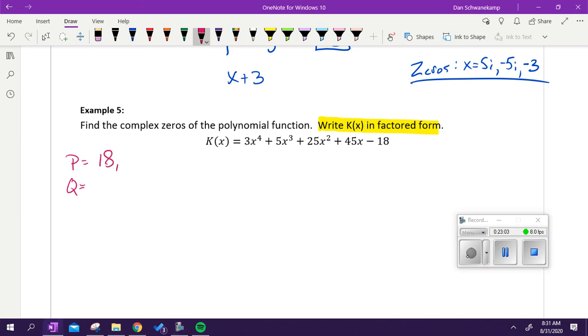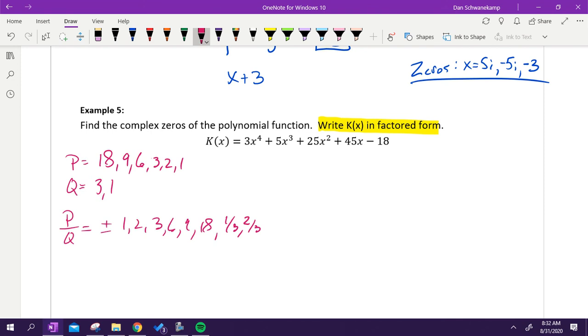All right, so my P is 18. I'm doing all the values that multiply together to get me P. So 18, 9, 6, 3, 2, 1. My Q is 3 and 1. So my P over Q list: plus or minus 1, 2, 3, 6, 9, 18, and 1/3, 2/3. 6/3 I don't need, 9/3 don't need it, 3/3 don't need it, 18/3 don't need it. Okay, so there's my list. Again, using your graphing calculator, I graphed this on my calculator and saw my 2 zeros. It's not just as easy as doing that because we're going to have some complex zeros here as well. So that's why we have to do a little bit more.